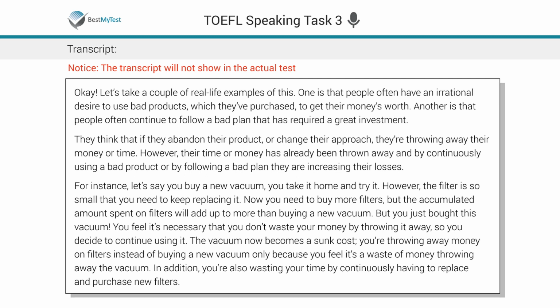The vacuum now becomes a sunk cost. You're throwing away money on filters instead of buying a new vacuum only because you feel it's a waste of money throwing away the vacuum. In addition, you're also wasting your time by continuously having to replace and purchase new filters.